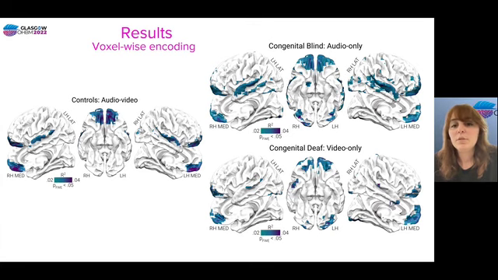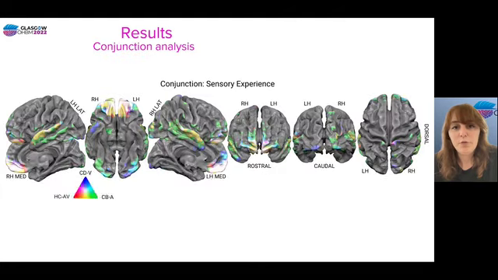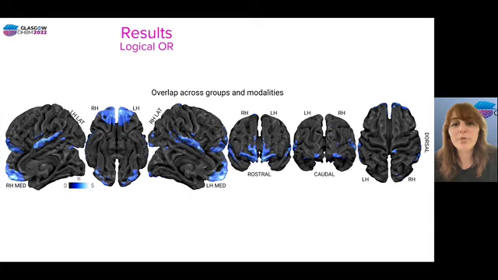And here again, results from the conjunction analysis highlight the involvement of specific regions, such as ventromedial prefrontal cortex and the superior temporal gyrus, across the sensory experience of participants. And then, by pooling together results from all modalities and groups, the role of these two regions is even clearer. So we used this set of areas to perform the MVPA cross-decoding.